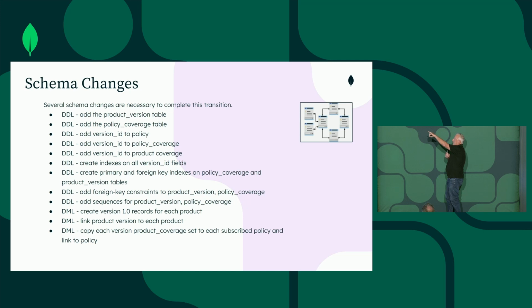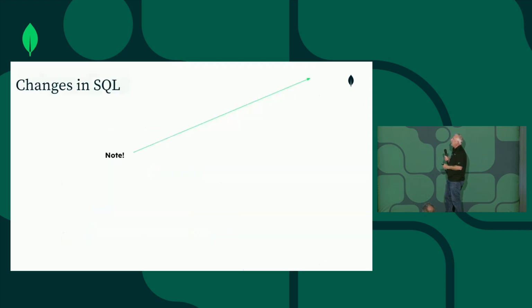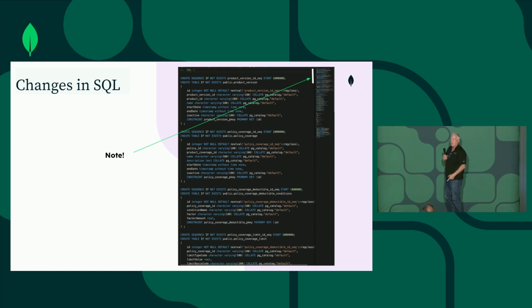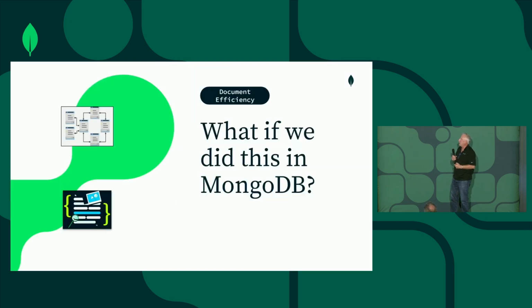So we got DDL, we got to add the table, we got to add this other table, we got to add these version IDs, create some indexes, make sure our primary and foreign key indexes are there, sequences, constraints, the whole deal. What it ends up being is a lot of DDL, right? And I only could paste a page on here. That little bar up there shows you how much of the page I'm showing you, right? That's a lot of DDL, and I'm adding 2 tables and 3 or 4 fields, and then doing the DDL to copy the data, right? That's a lot. So what if we did it in MongoDB, right?